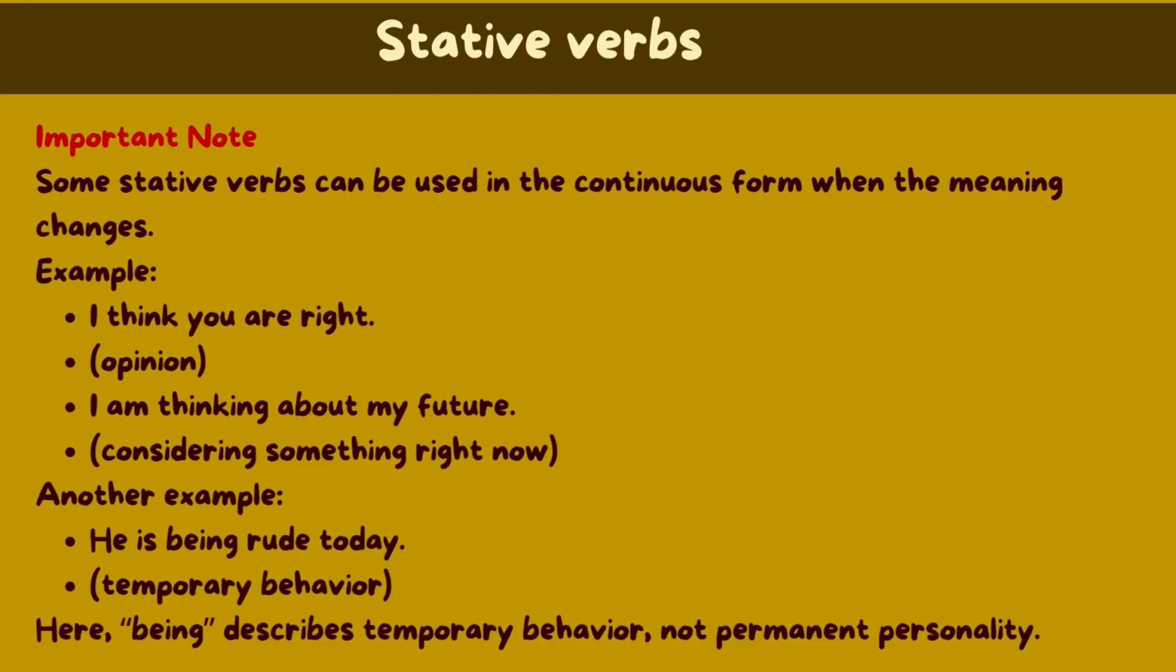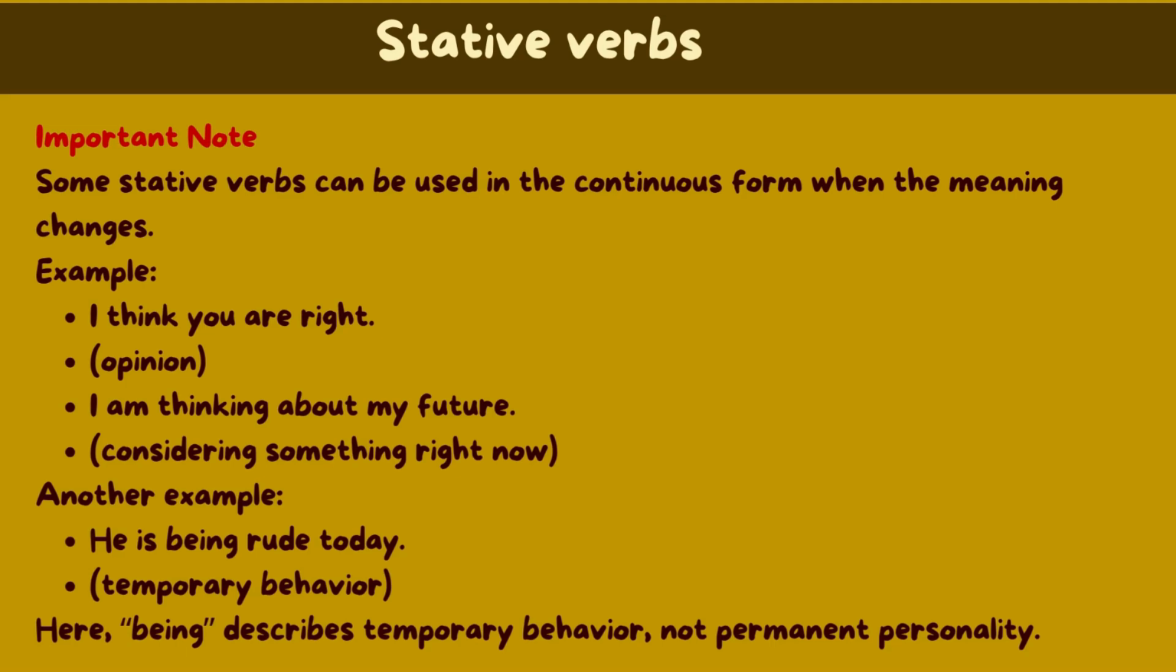Some stative verbs can be used in the continuous form when the meaning changes. For example, I think you are right. Here, the verb think means an opinion or belief, so we use the simple present tense. But in the sentence, I am thinking about my future, the verb thinking means considering something right now, so the present continuous tense is correct.